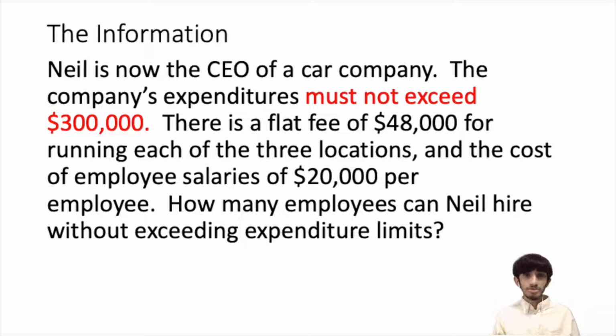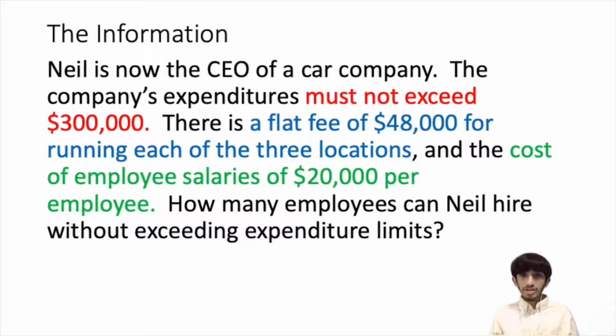Now for the next step, finding important information, this sentence here, we already know that's important. That's our upper limit for the company costs. The rest of the information seems to tell us what those company costs are. So there's a flat fee of $48,000 for running each of the 3 locations, and there's a fee of $20,000 per employee they hire. Great, we're now ready to build our equation, or in this case, an inequality.